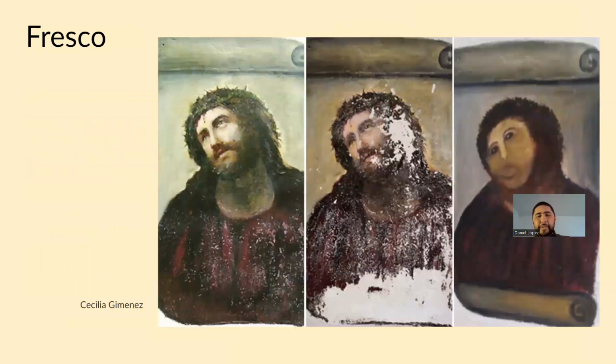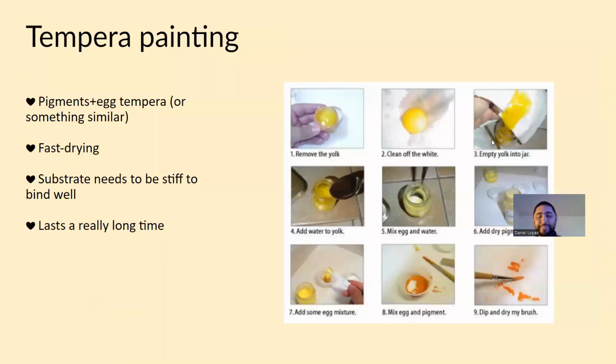This is one of the most famous examples of fresco and restoration. Thank you, Cecilia Jimenez, for giving us this gift. So you can see here that the white spots are the wall underneath the painting, and the reason it's there is because the wall was chipped away, so the painting was chipped away. And this is how this person improved it.